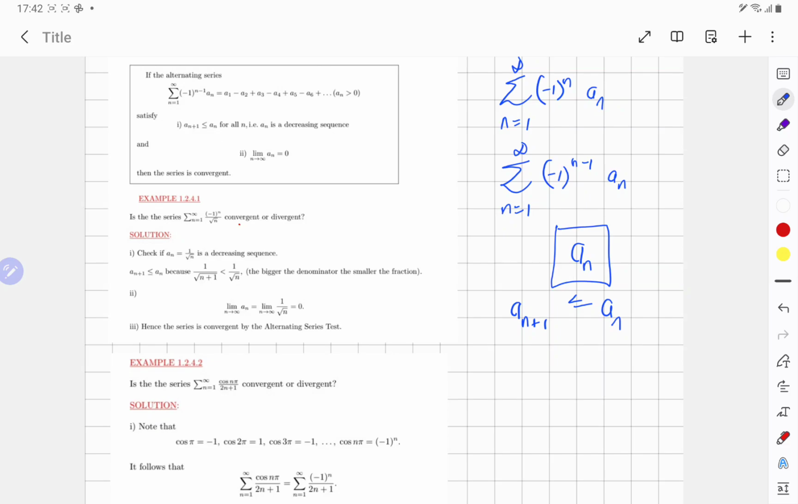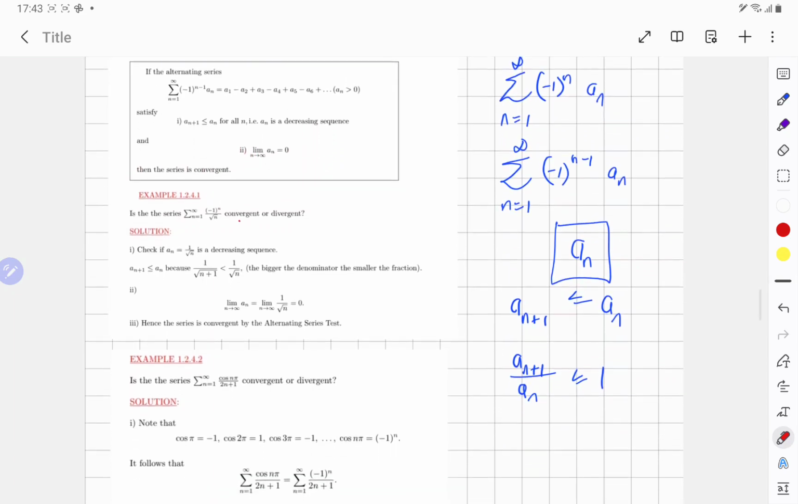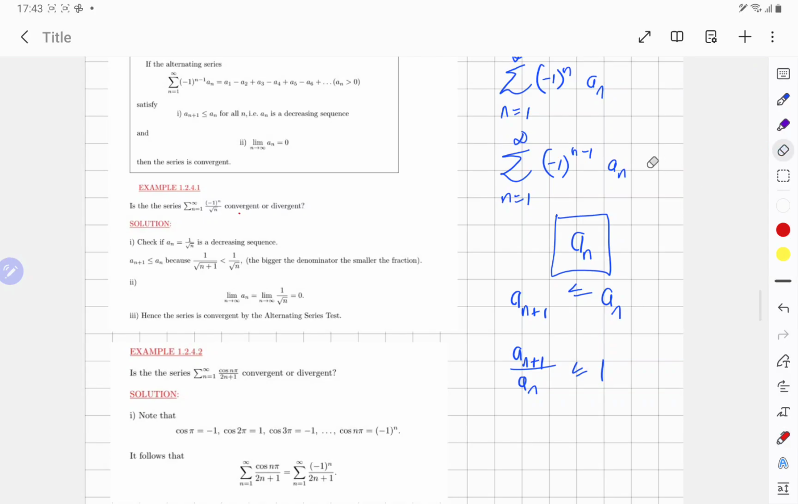The other thing you can use, but it is a bit harder, is to show that this ratio is less than or equal to 1. More on that when we do an example. Then the next condition: the limit of the sequence must be 0. Then the series is convergent by the alternating series test.